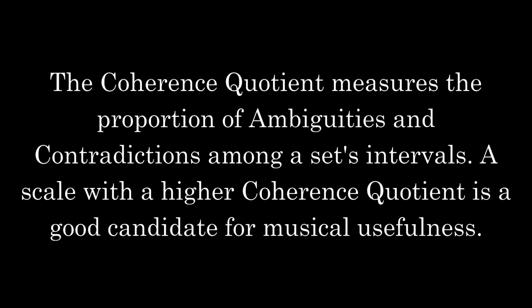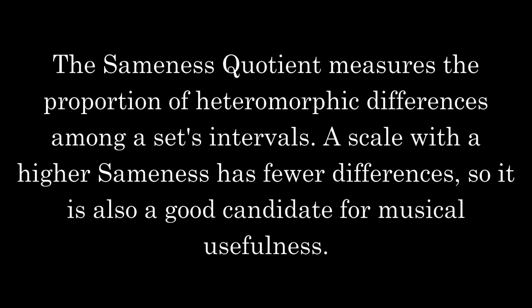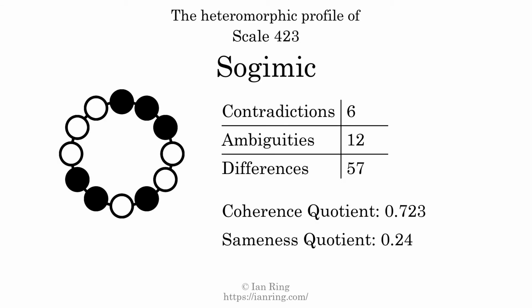The coherence quotient measures the proportion of ambiguities and contradictions among a set's intervals. A scale with a higher coherence quotient is a good candidate for musical usefulness. The coherence quotient is 0.723. The sameness quotient measures the proportion of heteromorphic differences among a set's intervals. A scale with a higher sameness has fewer differences, so it is also a good candidate for musical usefulness. The sameness quotient is 0.24.